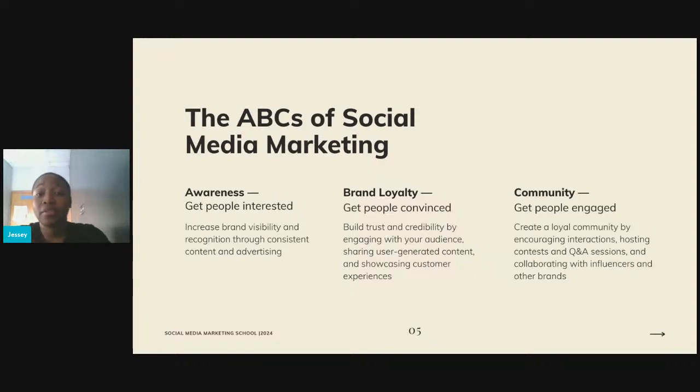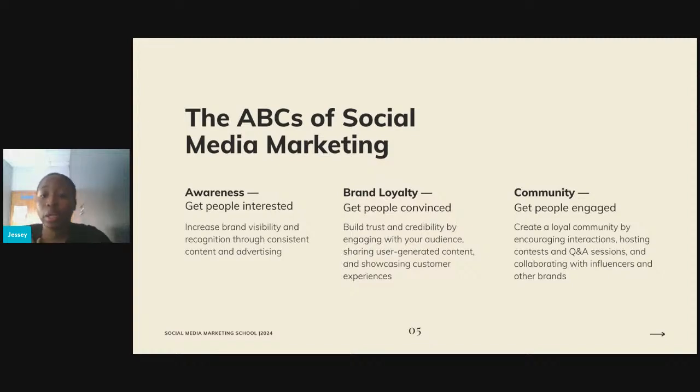We have A for awareness, B for brand loyalty, and C for community. Of course, we want to get people interested in our brand by increasing our brand visibility and recognition through consistent content and advertising. So what I mentioned earlier, you always want to show up for your brand, right? You can achieve that through consistent content, like posting consistently on your page, and advertising, running ads. Influencer partnership, that's also one way to run ads, right? If you have them push your post on their platforms, that's another way.